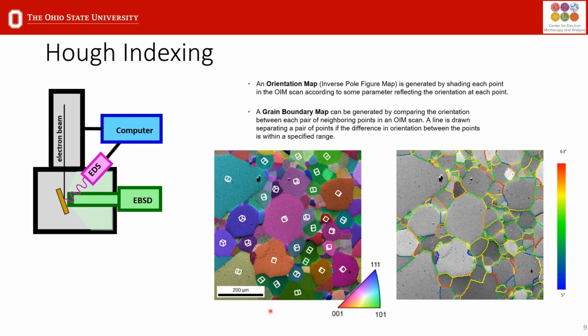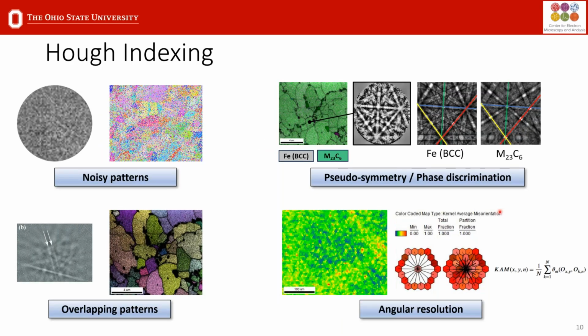Now, this is sort of the standard analysis. It works quite well. You can map out the orientations and then do a misorientation analysis, and also statistically analyze it for the texturing that you might have in the sample. Traditional Hough indexing works quite well for most cases, but there are certain situations where Hough indexing really struggles. And the first case is when you have noisy patterns.